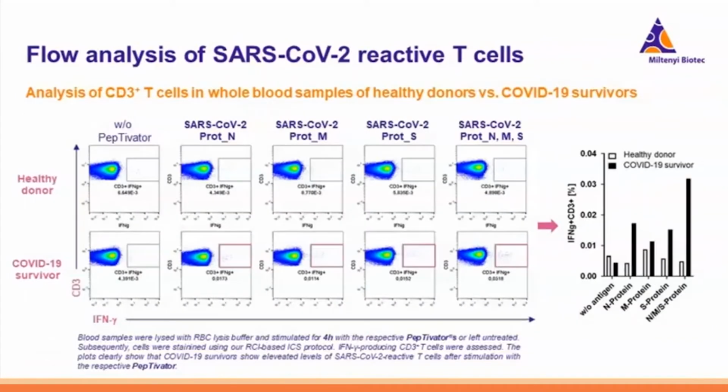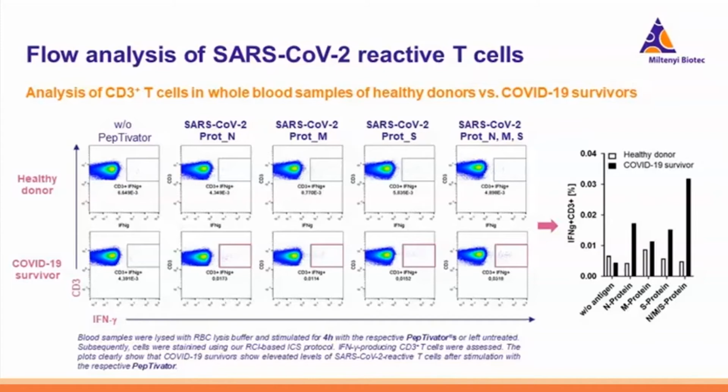So I've also brought you some exemplary data. Here you can see how we use our REAffinity antibodies to detect SARS-CoV-2 reactive T cells, either in a healthy donor or in a COVID-19 survivor. In this example, we collected blood samples. The samples were then lysed with our RBC lysis buffer and then stimulated for 4 hours with our SARS-CoV-2 PepTivator peptide pools, or left untreated as a negative control.